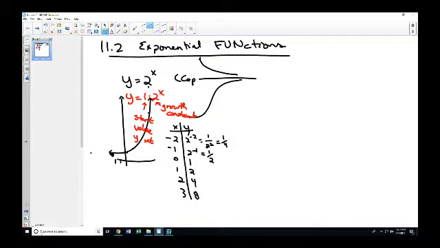So I can still ask you questions like this. What's the domain of y equals 2 to the x? It's all the x values possible, right? Can it go to negative infinity? Yes. Can it go to positive infinity? Yes, we can plug any number in there. So the domain is all real numbers.